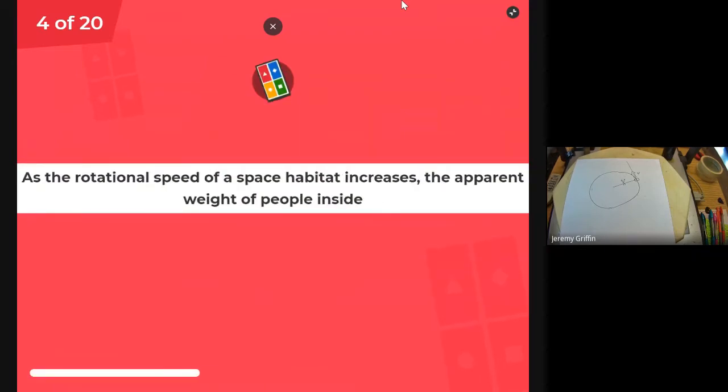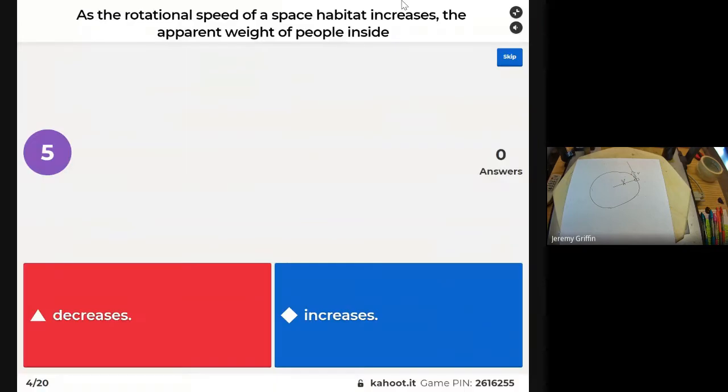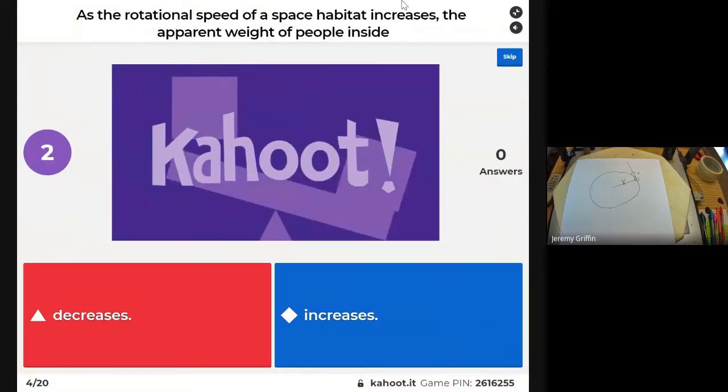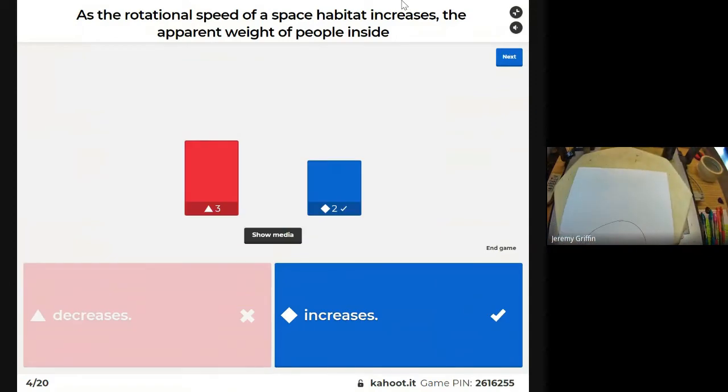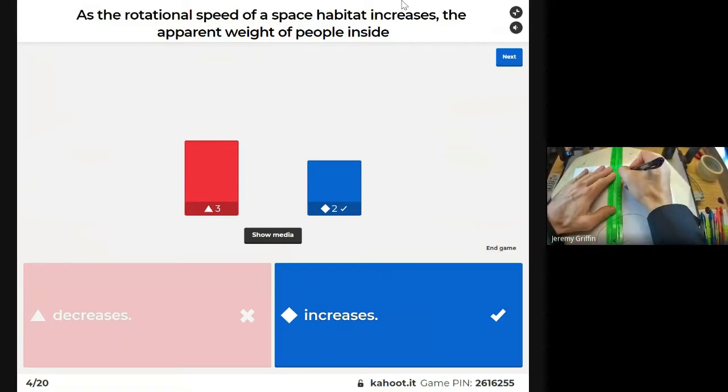As the rotational speed of, let's say, an O'Neill cylinder increases, the apparent weight of the people inside it does increase. Probably should have given you guys more time on that, but let me just draw this out real fast and attach an equation to it. O'Neill cylinder, like the ones that you guys made hanging from the ceiling. So this ring, now it's out in deep space.